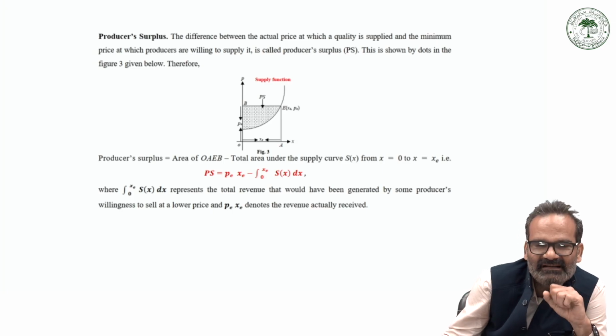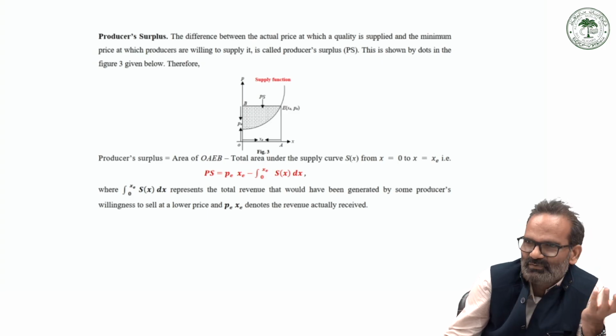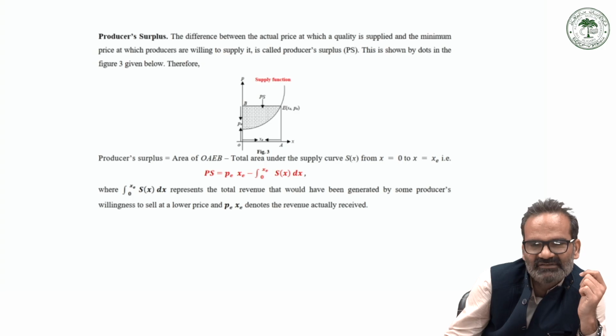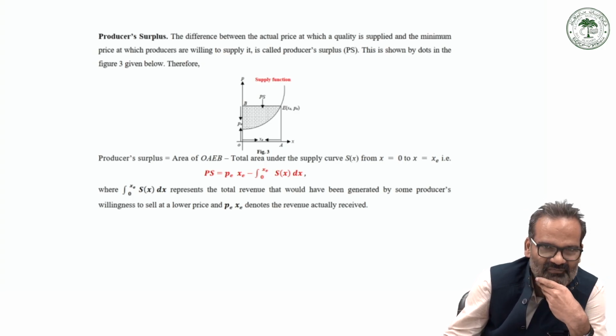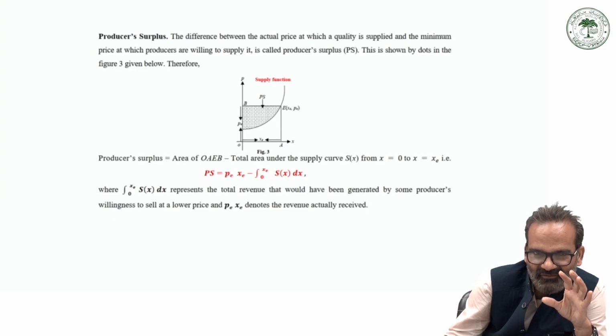Before proceeding, the basic idea: a producer is any firm or any person who produces things for consumption by the consumers. So the basic definition of producer surplus is what? The difference between the actual price at which a quantity is supplied and the minimum price at which producers are willing to supply it is called producer surplus, which can be shown in the following diagram.